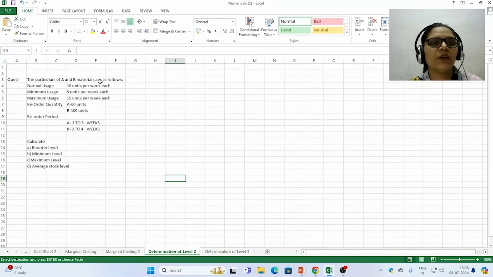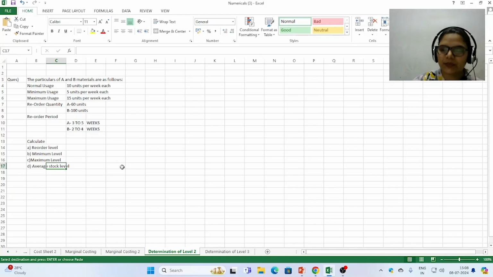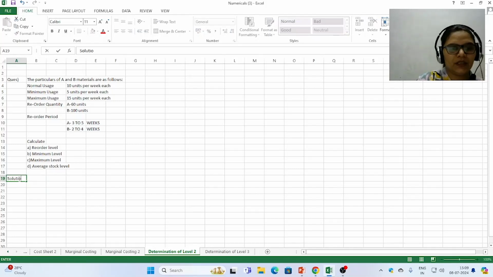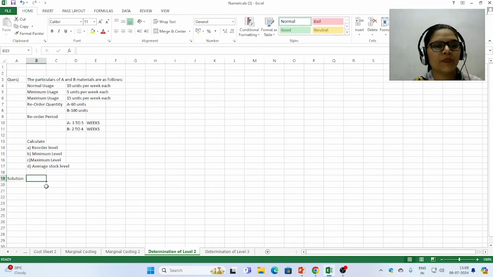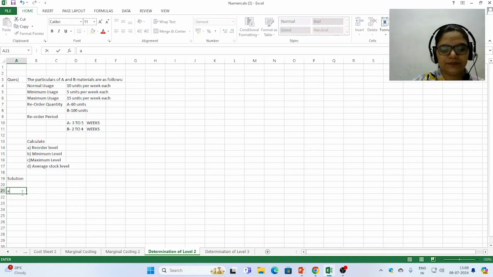The particulars of A and B are as follows: normal usage, minimum usage, maximum usage, reorder quantity, and reorder period. You have to calculate reorder level, maximum level, and average stock. Now we have done this type of question in the previous session also, but here we are doing it for more practice and to have more clarity in the concept. First, we need to find reorder level.